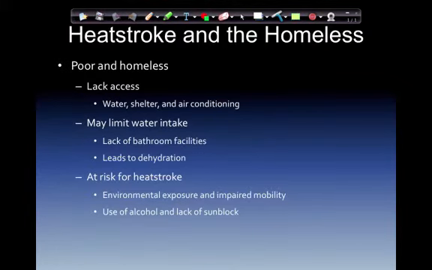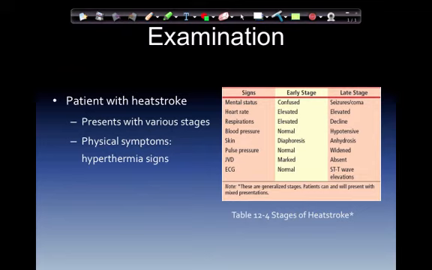Heat stroke in the homeless. The poor and homeless sometimes lack access to things like water, shelter, and air conditioning. This may limit their water intake. Lack of bathroom facilities leads to dehydration as well. At risk for heat stroke: environmental exposure, impaired mobility, use of alcohol, lack of sunblock. All of those factors precipitate the possibility of them going into heat stroke. Acclimatization is what is required to get your body acclimated to the surrounding environment.